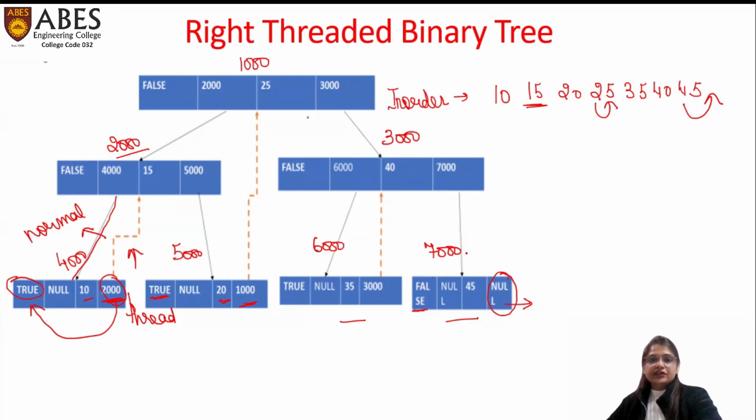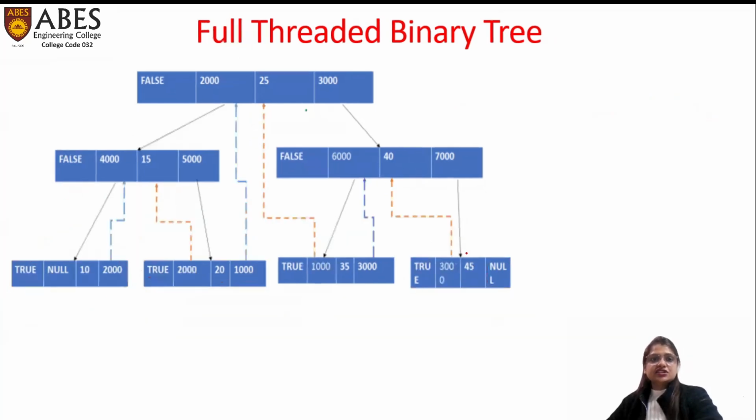Now we will talk about the fully threaded binary tree, in which the left node will be replaced by the address pointed to by the in-order predecessor, and the right node will be replaced by the address pointed to by the in-order successor of that particular node. Accordingly, these Boolean values will get updated. So as per the concept of left threading and right threading, we will combine both of these concepts in the fully threaded binary tree here. So you can see it here as well.